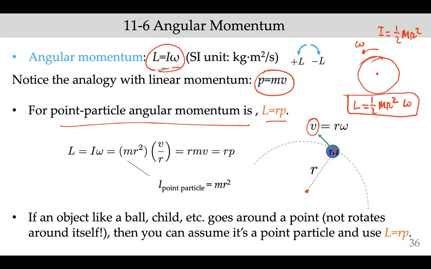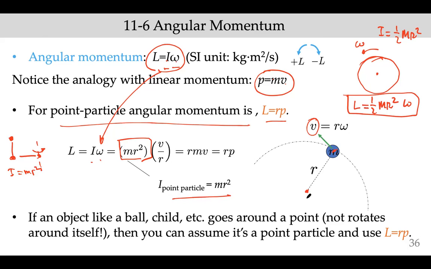So again, let's start with this definition. L is I times omega. And for a point particle that goes around, its moment of inertia is mr squared. If you remember, we had an object like this. It was three masses connected with some rods like this, and it would rotate around this axis or this way. And for these point-like masses, we used I equals mr squared. So that's what we are using here.